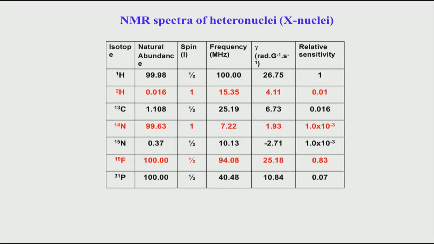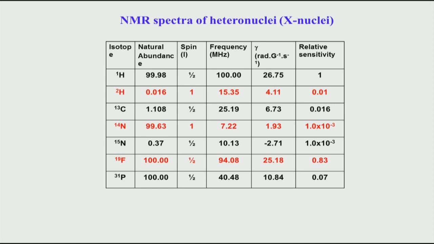Now, we will move on to the case where one of the axes is carbon, that means we are going to look at the correlation between a carbon and a proton. That is why it is called 2D heteronuclear NMR. Heteronucleus means two different nuclei. So, let us see why heteronuclear experiments are required.